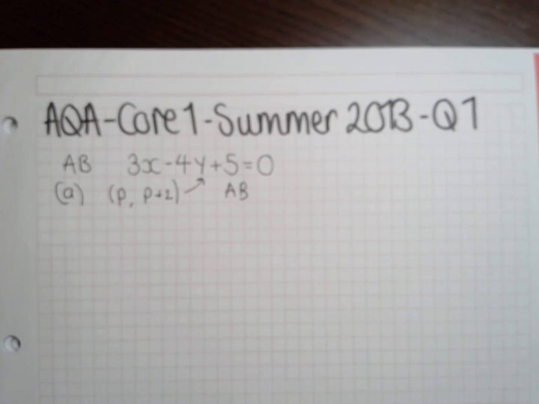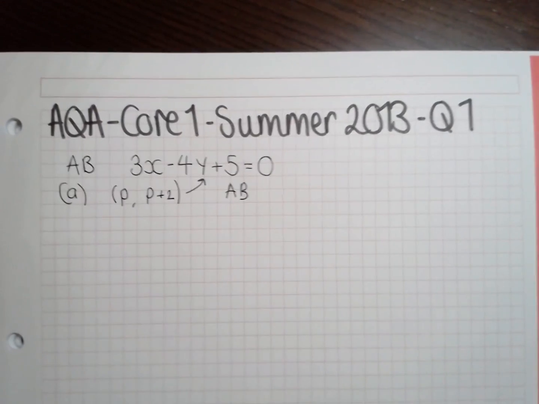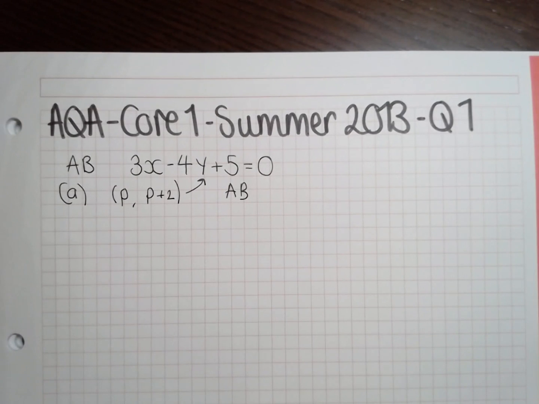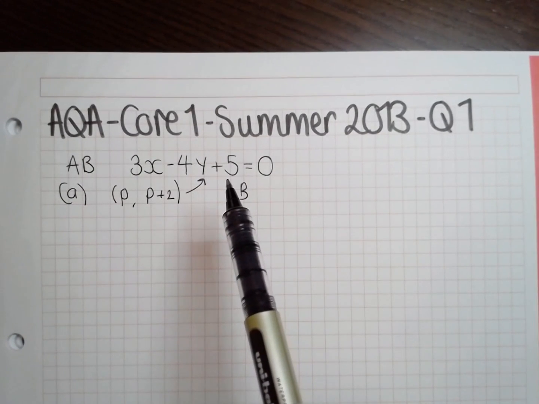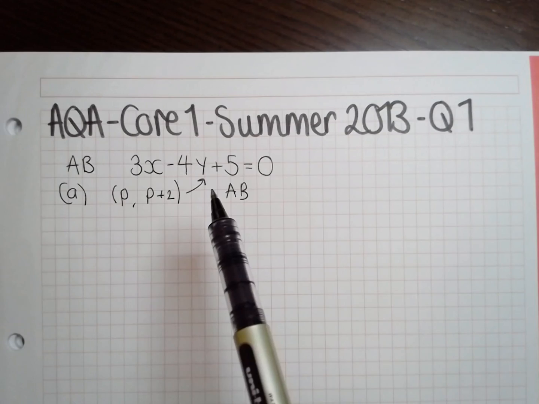So this has been a part of one of these algebra questions before, except it was the last part rather than the first part last time I saw it. So basically what you have to do is sub in these coordinates into this equation because they're on this line, and you will find out what p is.